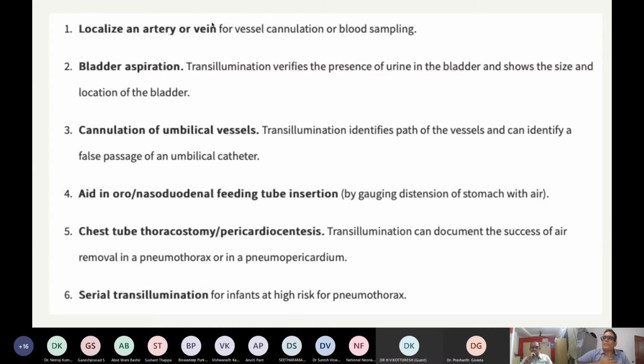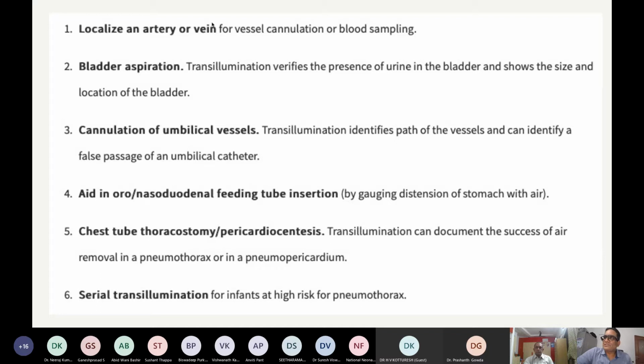So it can be used to localize an artery or vein for cannulation or blood sampling. It can be used for bladder aspiration. Transillumination verifies the presence of urine in the bladder and shows the size and the location of the bladder. Yes, but there are some pitfalls with that as well. But generally, yes. And cannulation of the umbilical vessels.